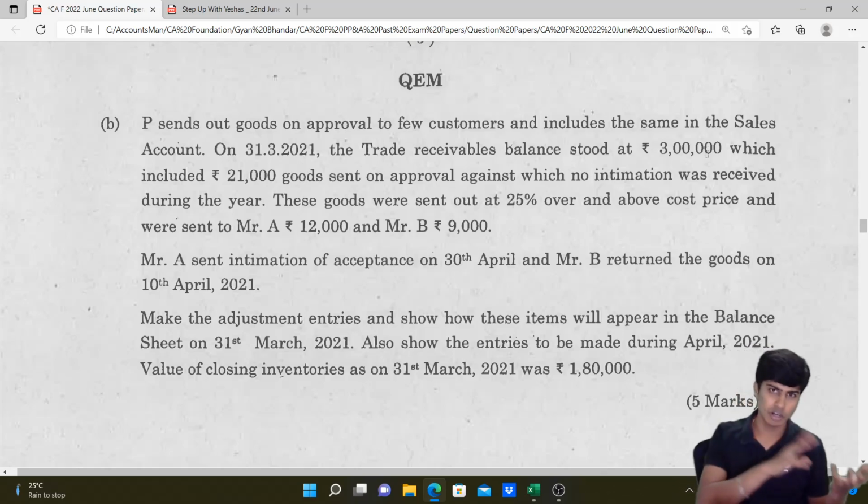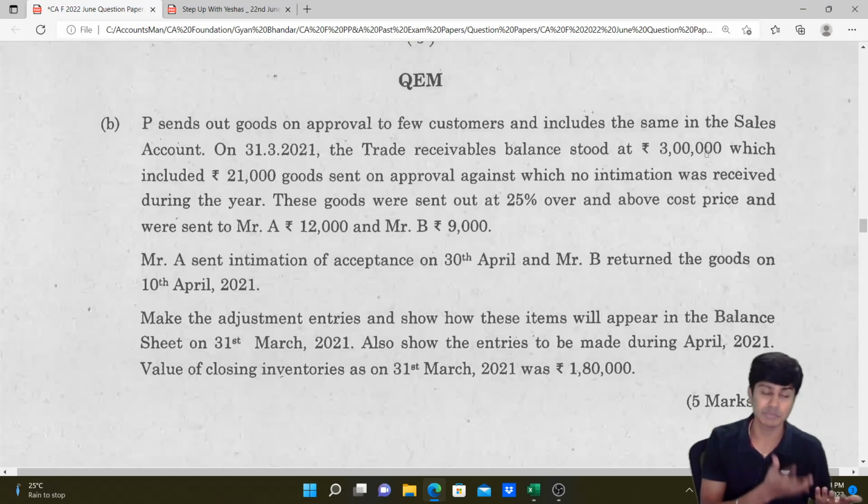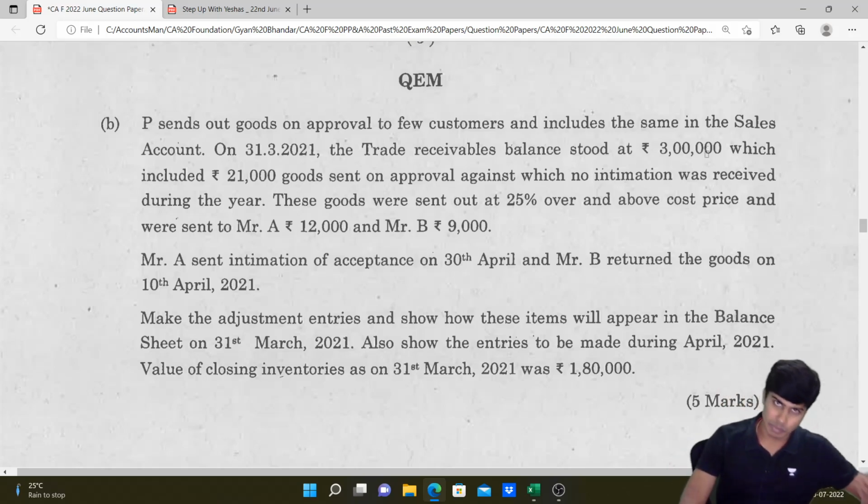If we had not passed the sale entry, we would not have reversed, but we have passed the sale entry when we sent the goods, even before they accepted. So against 21,000, we have to reverse. So the journal entry for reversal will be sales account debit to trade receivables, or you can write the names of the party if it's available. Is it available? See, no intimation was received during the year. These goods are sent out at 25% over.